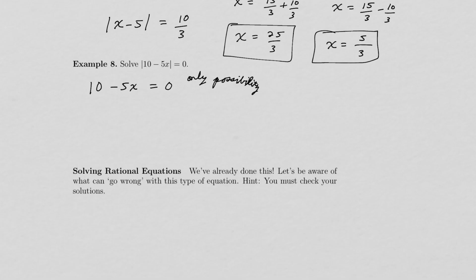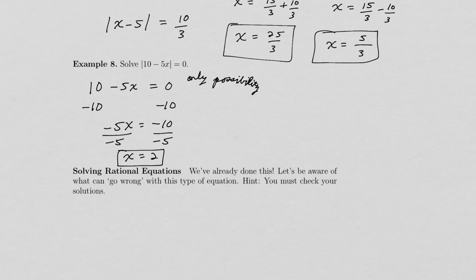And then if I solve this, I'll subtract 10 from both sides. Divide by -5. So x is equal to 2 will work. If I plug in a 2 for x here, you can check it, I'm going to get 10 minus 10, which is 0. Absolute value 0 equals 0. It checks. So that is the correct solution.